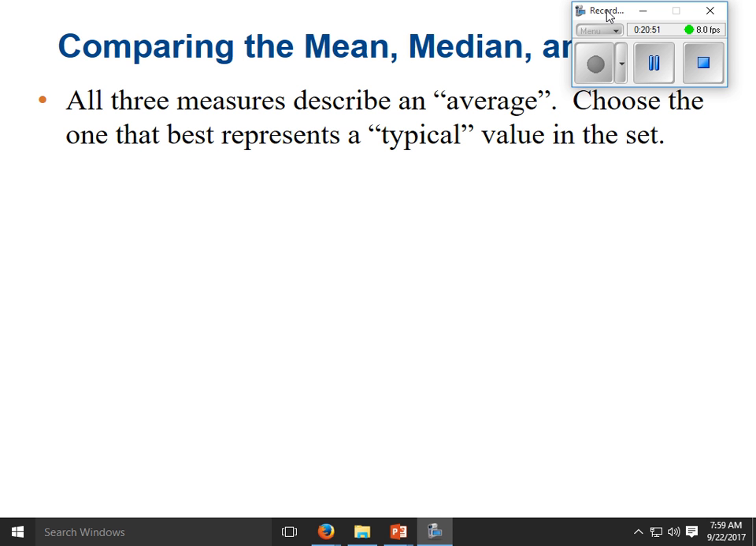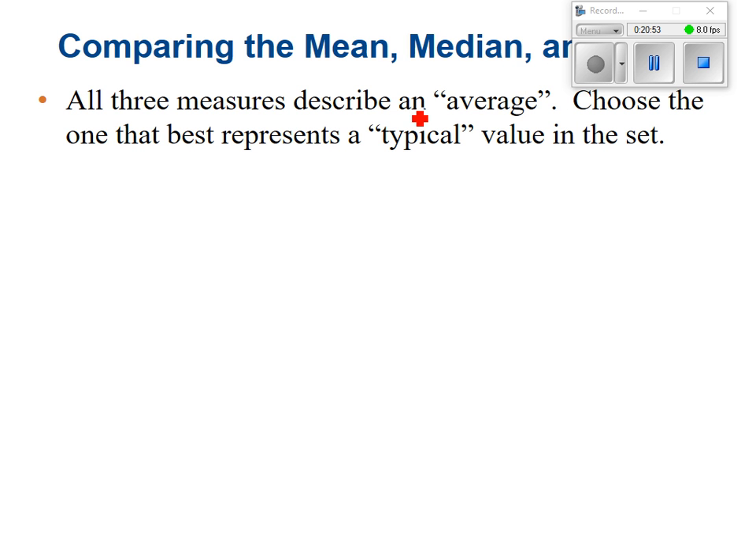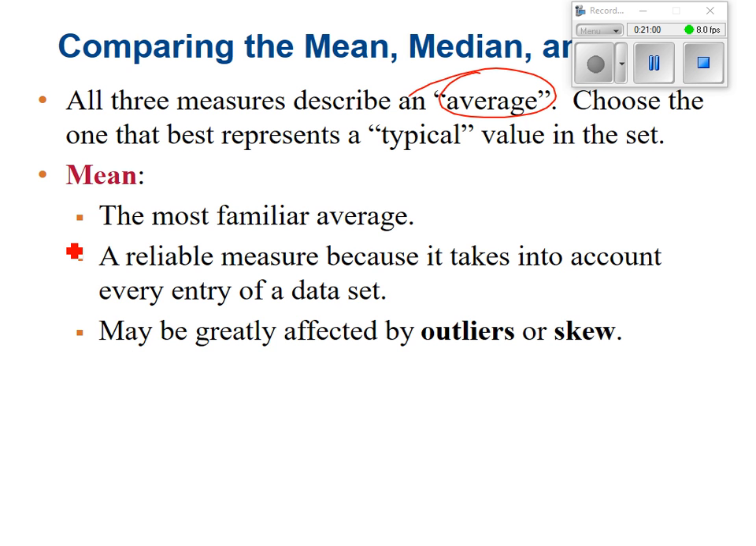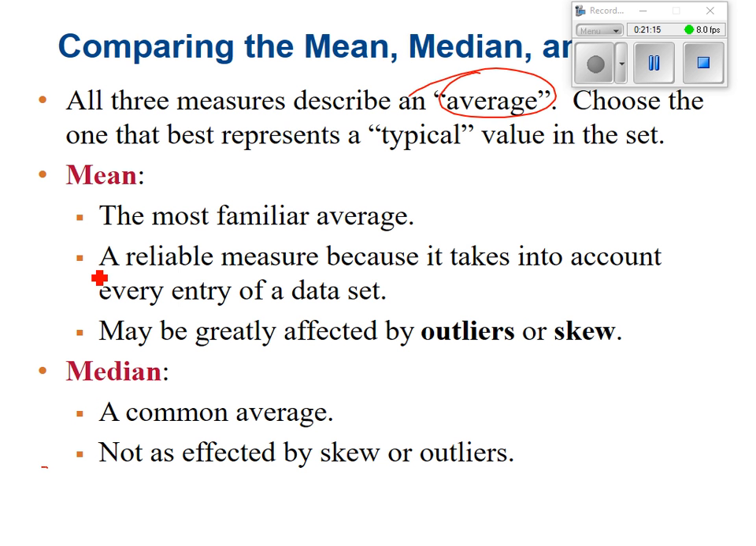All three measures describe an average. They're all three averages. Don't forget that. There's all kinds of averages in math. Mean is not the only average. Mean's the most familiar. That's the one we use the most. It's sort of a reliable measurement. That's why we use it more than the others probably. But sometimes it may be greatly affected by outliers.